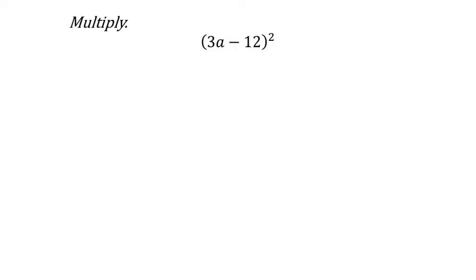So Module 5 review, everything we've gone over in Module 5, but double the fun. All right, so for this one, we got 3a minus 12 in parentheses. That's all to the power of 2.